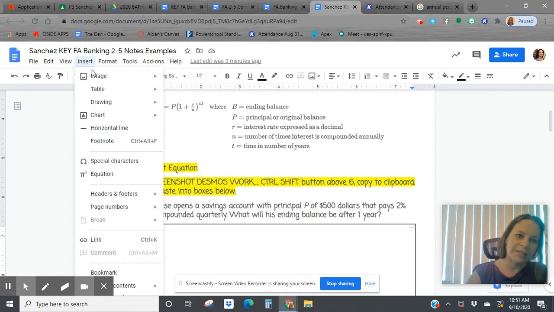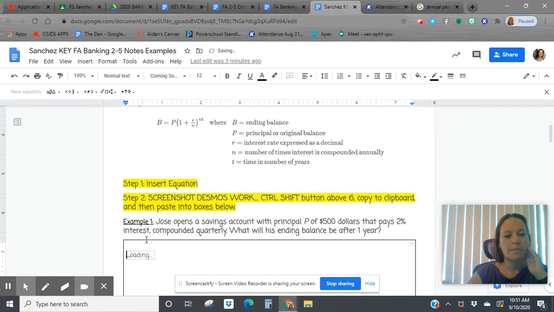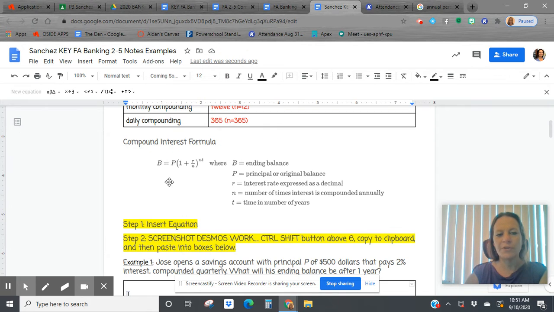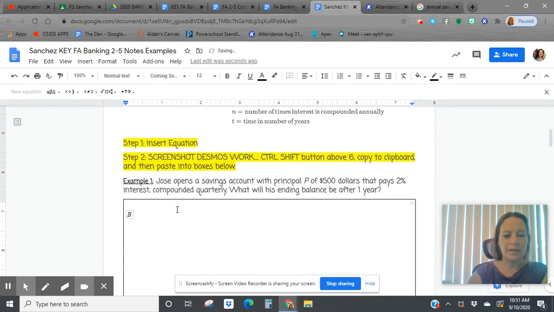So you go up to the top to insert equation, and it brings up this little box here. And so we're going to say, remember you've got the formula right up here, that the B equals, principal is 500 times 1 plus a rate of 2% divided by 4. There's our quarterly, or over n. And by the way, I think in the insert equation there's a little, I thought it was going to do it with the division symbol, but it's not. Let's go up and grab the fraction. So 0.02 over 4.